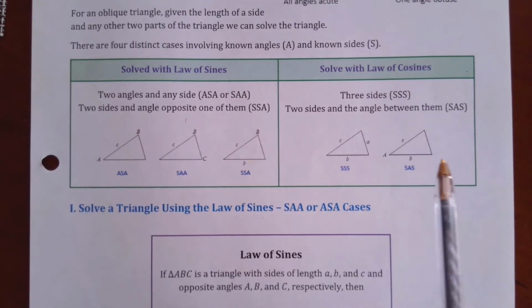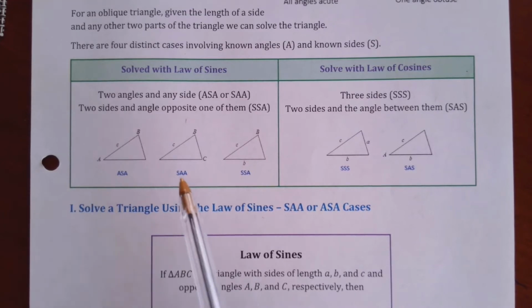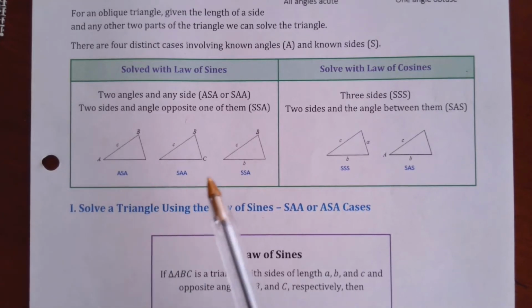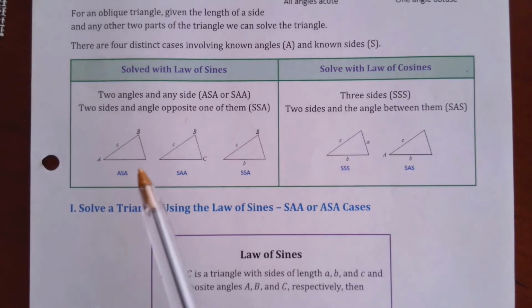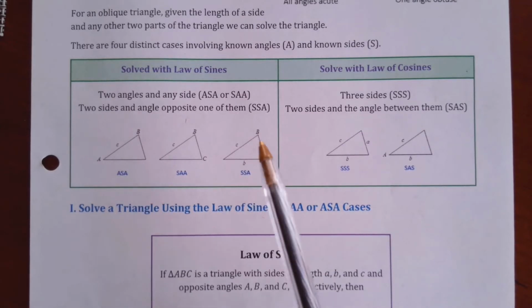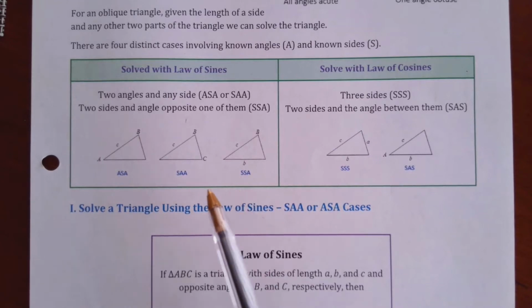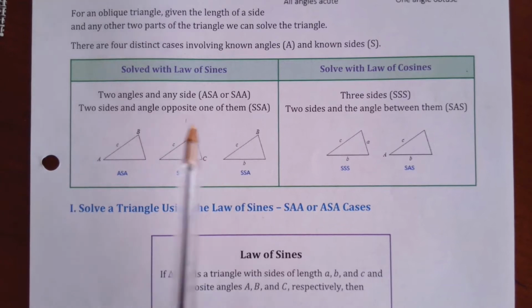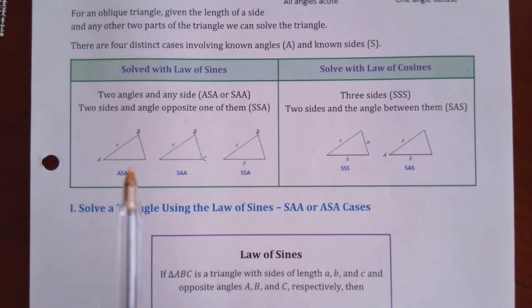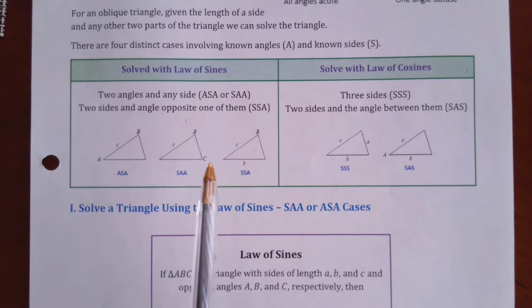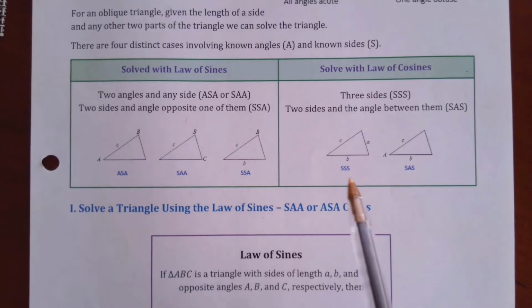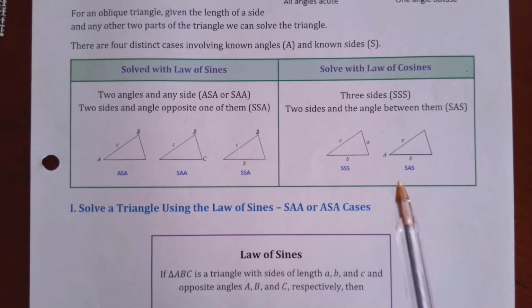Well, in this section and in these next two sections, you're going to be given 3 of the 6 pieces of a triangle. Okay, so every triangle has 6 pieces, right? 3 angles, 3 sides. You're going to be given 3 of those 6. So if the 3 that you're given fall into this category, that's how you know you're going to use the law of sines. And if you're given these, then you'll use the law of cosines.